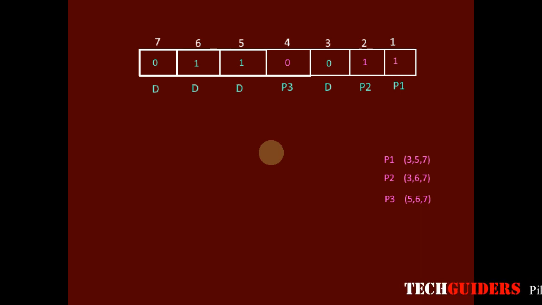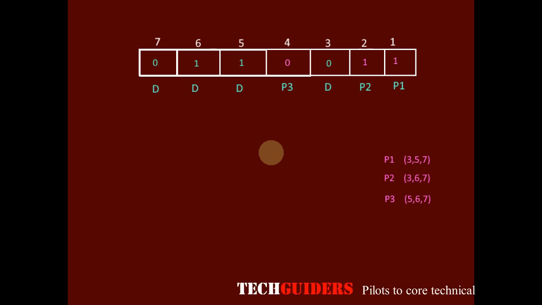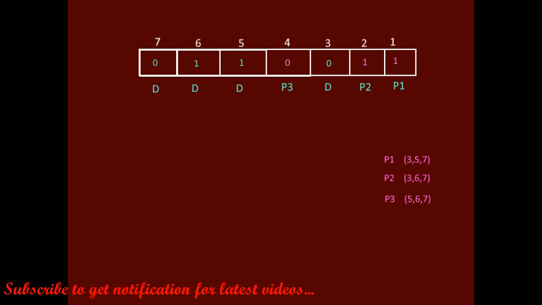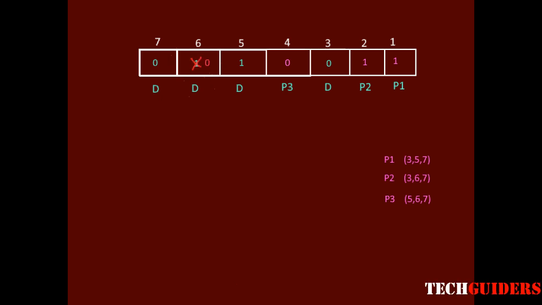Now the data is transmitted. Suppose a 1-bit error occurs. How, at the receiving side, are we able to correct the error? Suppose the bit position 6 got corrupted and it became 0.